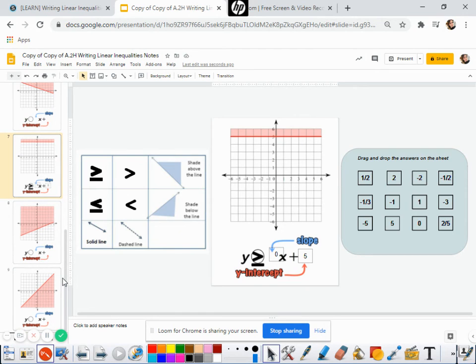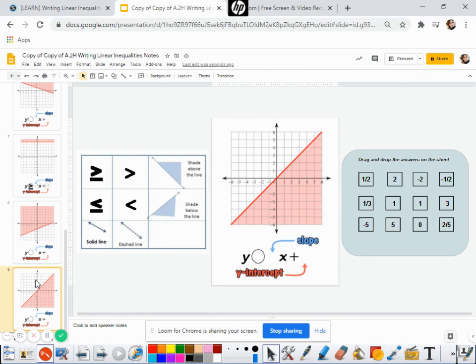Let's do this one. No, this one. Let's do slide number 9. Okay, let's do this one quicker. What's my y-intercept? 0. Bring the 0 over, because it's right there at 0. And then the slope, rise over run. 1 over 1. 1 over 1 equals 1. So drag the 1 over.